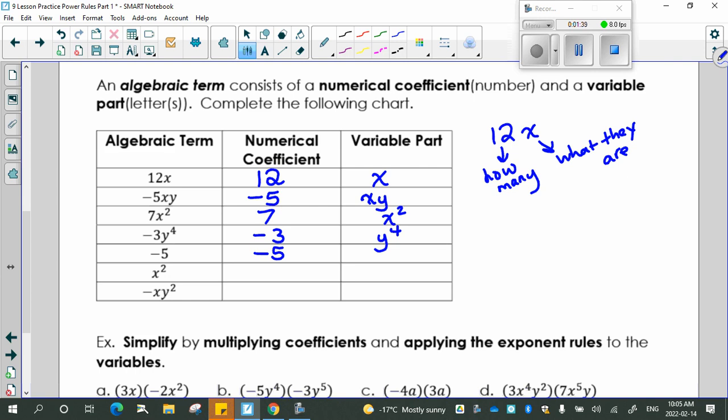Okay, how many x squareds are there? Just 1. So the numerical coefficient is hiding there. Okay, so anytime there's no numerical coefficient, it's a 1 up front. So there's just 1 x squared. And here, there's -1 xy squared, whatever they connect.